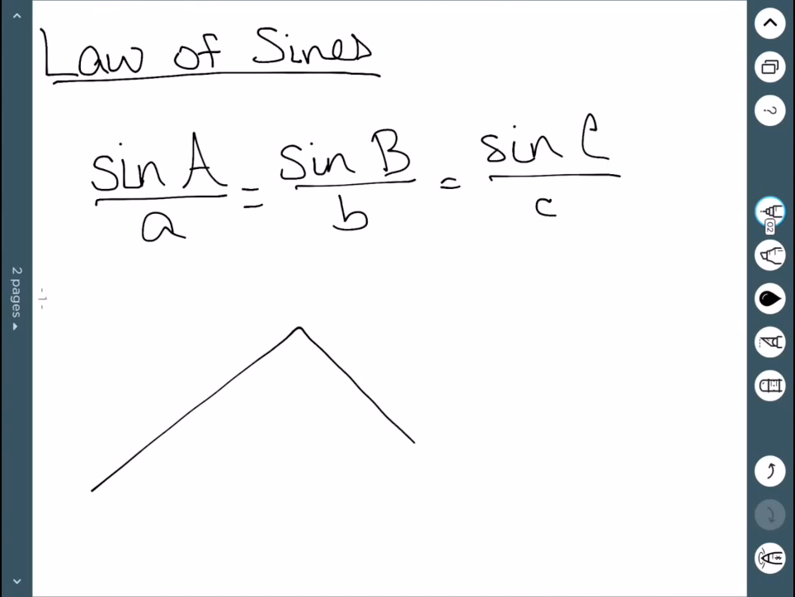Ideally, what this means is we have this triangle with sides A, B, and C, and the angles are labeled opposite. So the angle opposite side A is capital A, the angle opposite side B is capital B, and the same thing with C. And this can be used to solve 3 different types of triangles that we will look at.